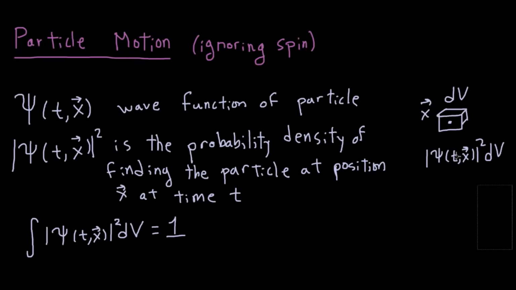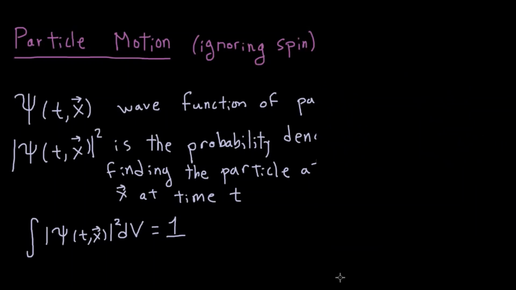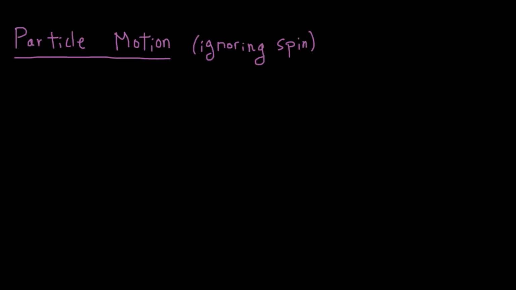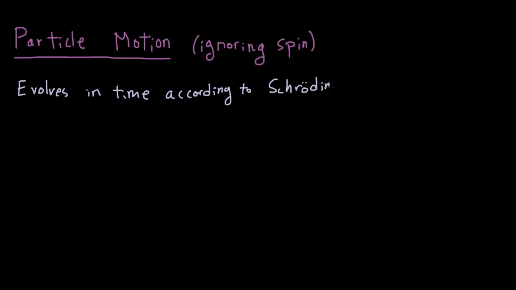All right. So the next thing we have to talk about is how this wave function evolves in time. The wave function evolves in time according to Schrodinger's equation.